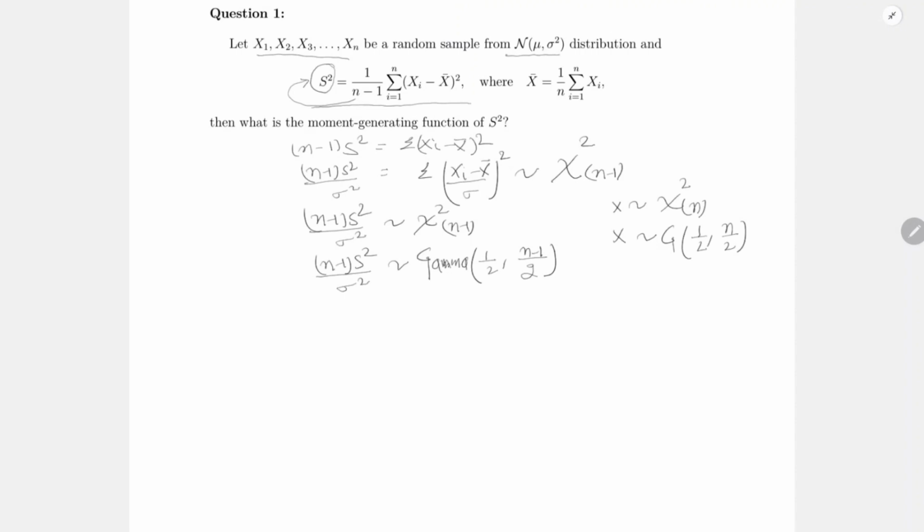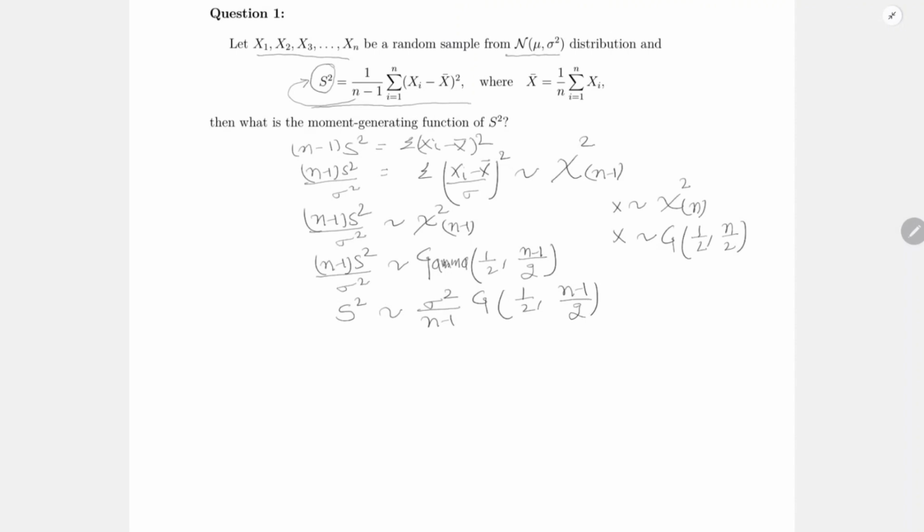Right? Now, we want the moment generating function of s square, not (n minus 1) s square upon sigma square, right? So what we can do, we can shift n minus 1 and sigma square to the other side. So we can write s square follows sigma square upon (n minus 1) gamma(1/2, (n minus 1) by 2).